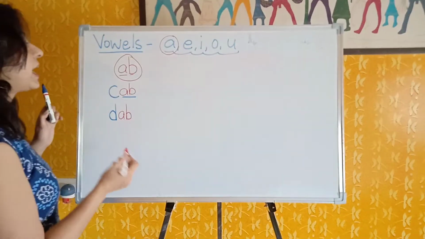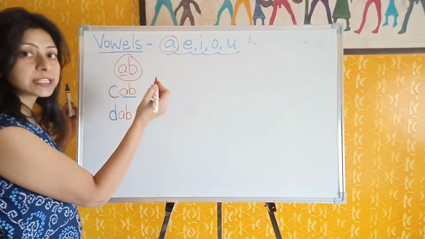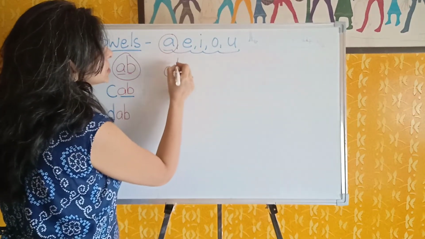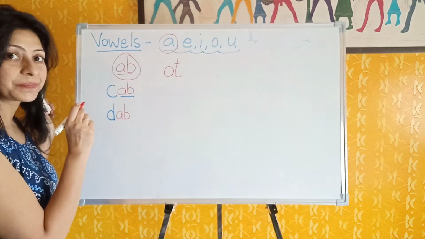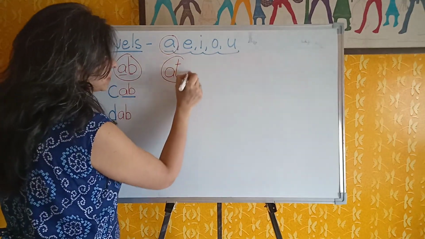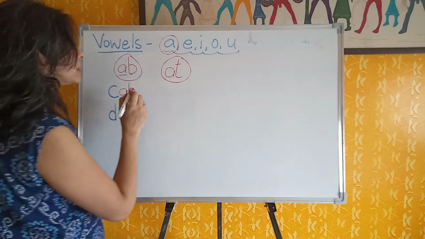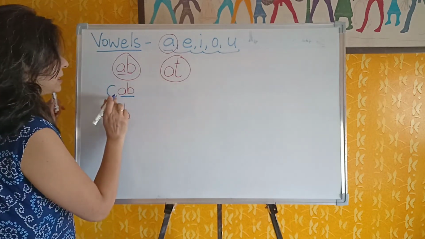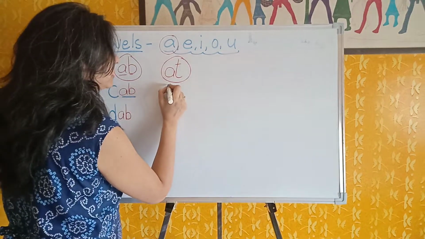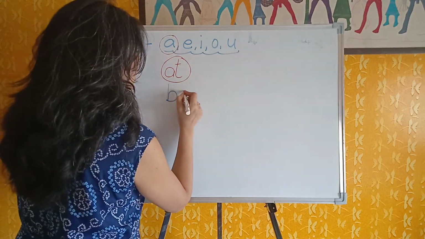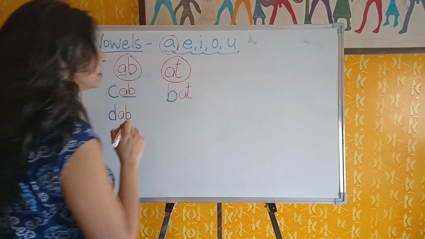Similarly, we can use the same vowel sound a with the consonant t: at. At is itself a word, it's a preposition, but here it's a sound. At. Now we can use this at sound with some other letter, like we can use the consonant b: at, bat.